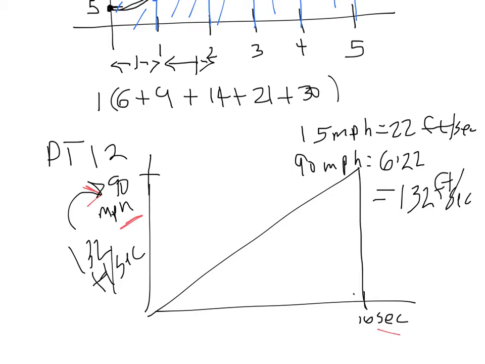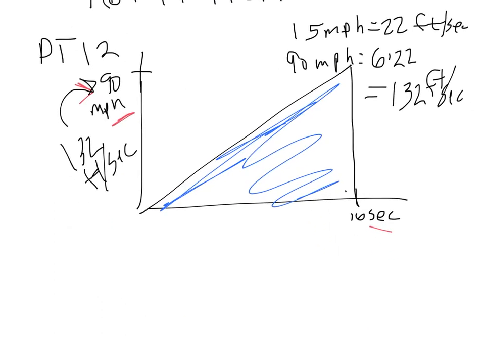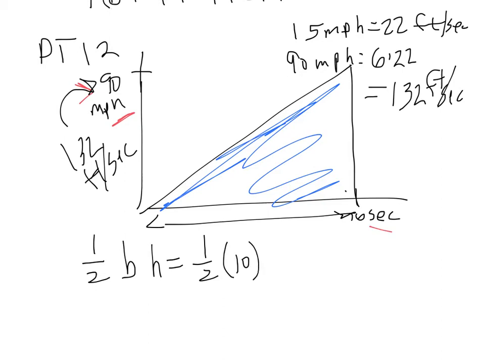And now to be able to find this accumulated distance, I find it by this area, which is a triangle. So I take 1/2 the base times the height. The base is this distance, which was 10 seconds, and then the height now is 132 feet per second, and then I multiply that out and I get my answer. And that is 5.1 homework.